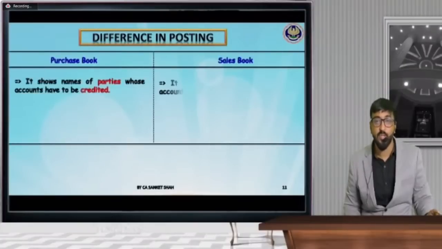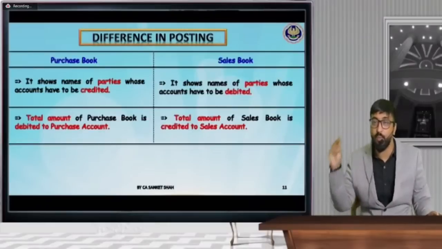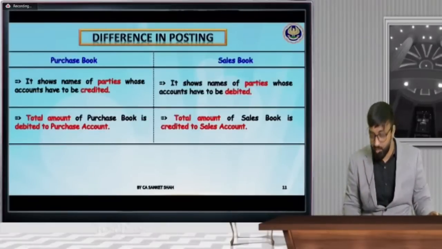Difference in posting. Chalo, read it fast. It shows the name of parties whose accounts have been credited. It shows the name of parties whose accounts have been debited. Sales book. Total amount of purchase book is taken to purchase account, sir. Already explained na, purchase book ka total purchase account, sales book ka total sales account.